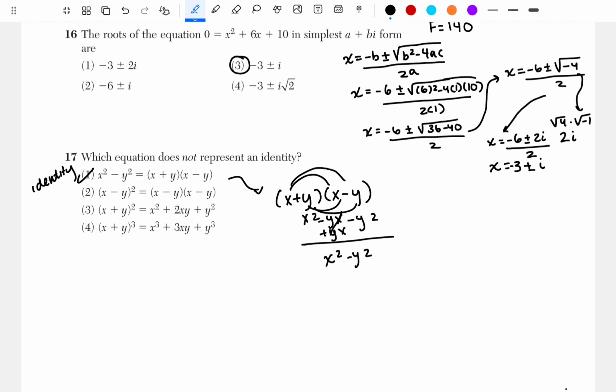In answer choice 2, we don't even have to solve it, because when we look at it, x minus y squared is just rewriting the x minus y twice. So now you have a binomial. So we know answer choice 2 has an identity.